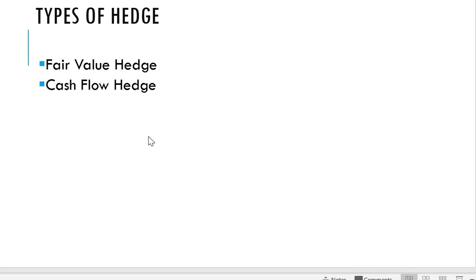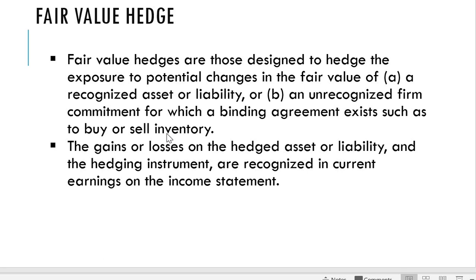So we have two types of hedge. We have the fair value hedge and the cash flow hedge. Fair value hedges are those designated to hedge the exposure to potential changes in the fair value of a recognized asset or liability, or an unrecognized firm commitment for which a binding agreement exists, such as to buy or sell inventory. Basically, a fair value hedge is a hedge of the exposure to changes in the fair value of a recognized asset or liability or of an unrecognized firm commitment.